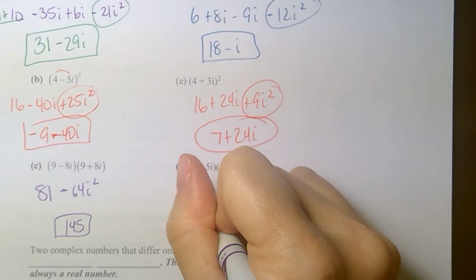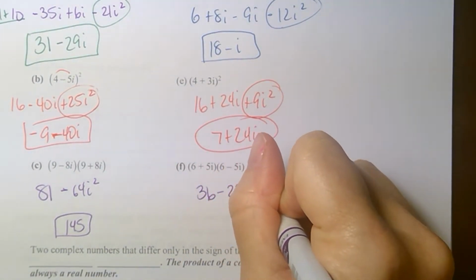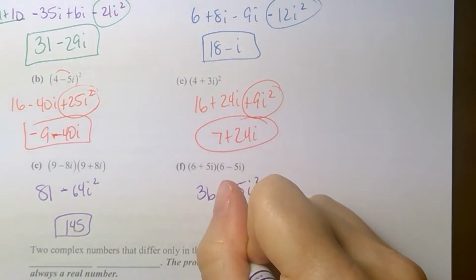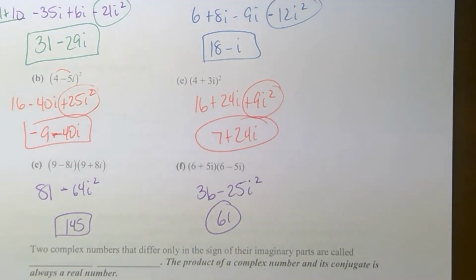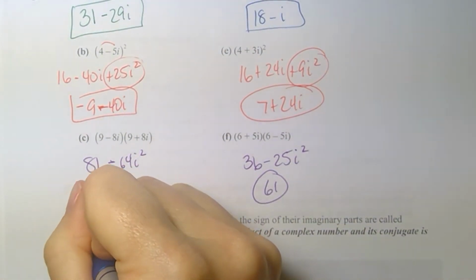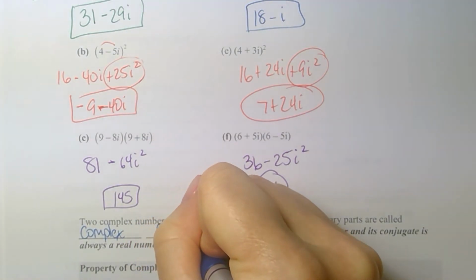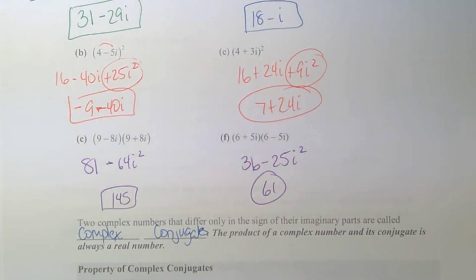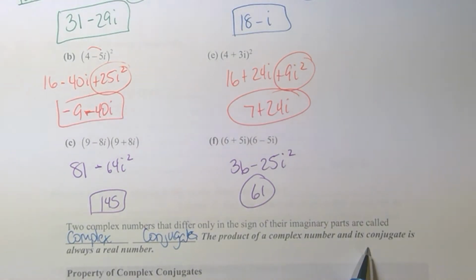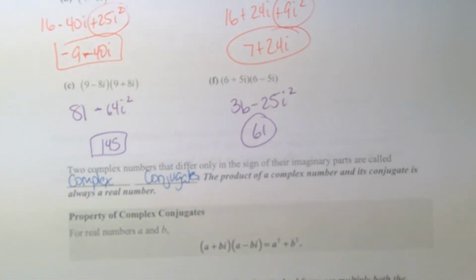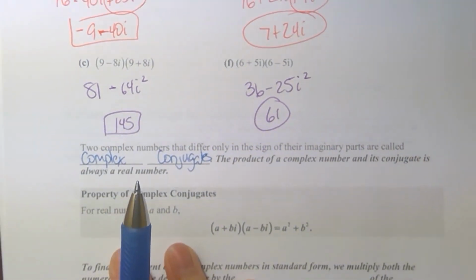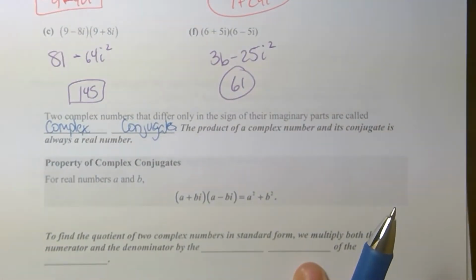And here I've got 36 minus 25i squared, which changes sign, so that I have 61. Two complex numbers that differ only in the sign of their imaginary parts are called complex conjugates. They work just like our real number conjugates. The product of a complex number and its conjugate is always a real number. So that gives us our property of complex conjugates.